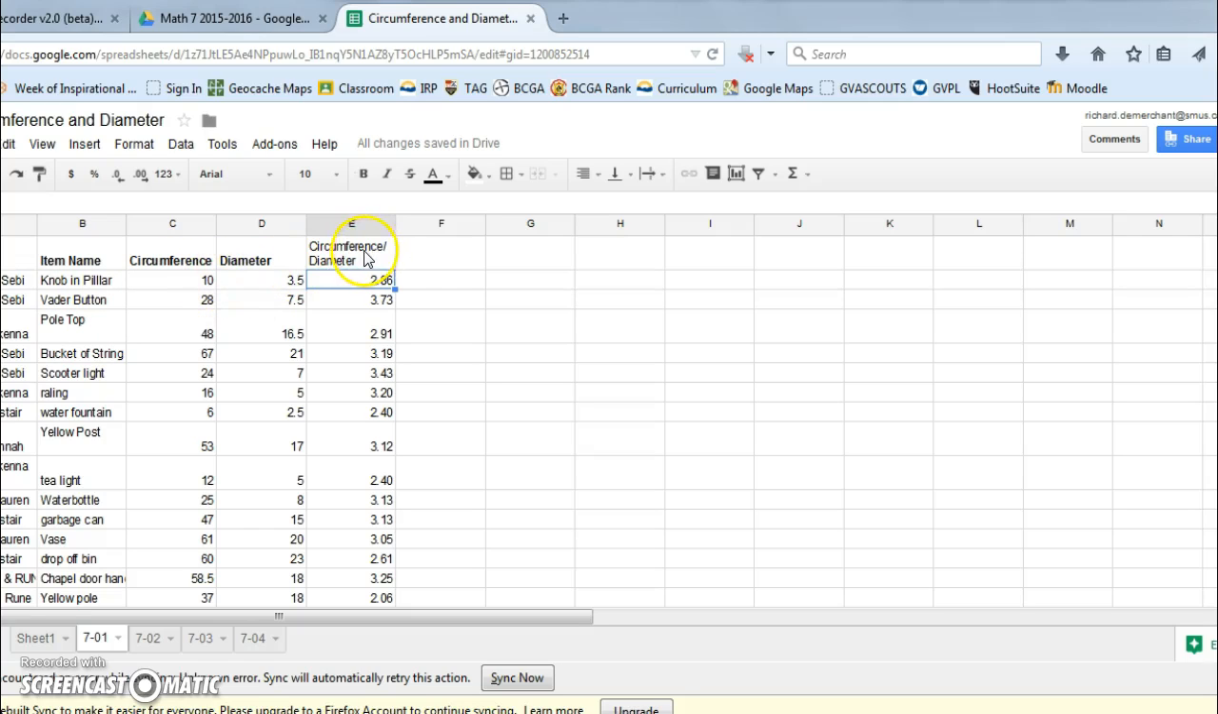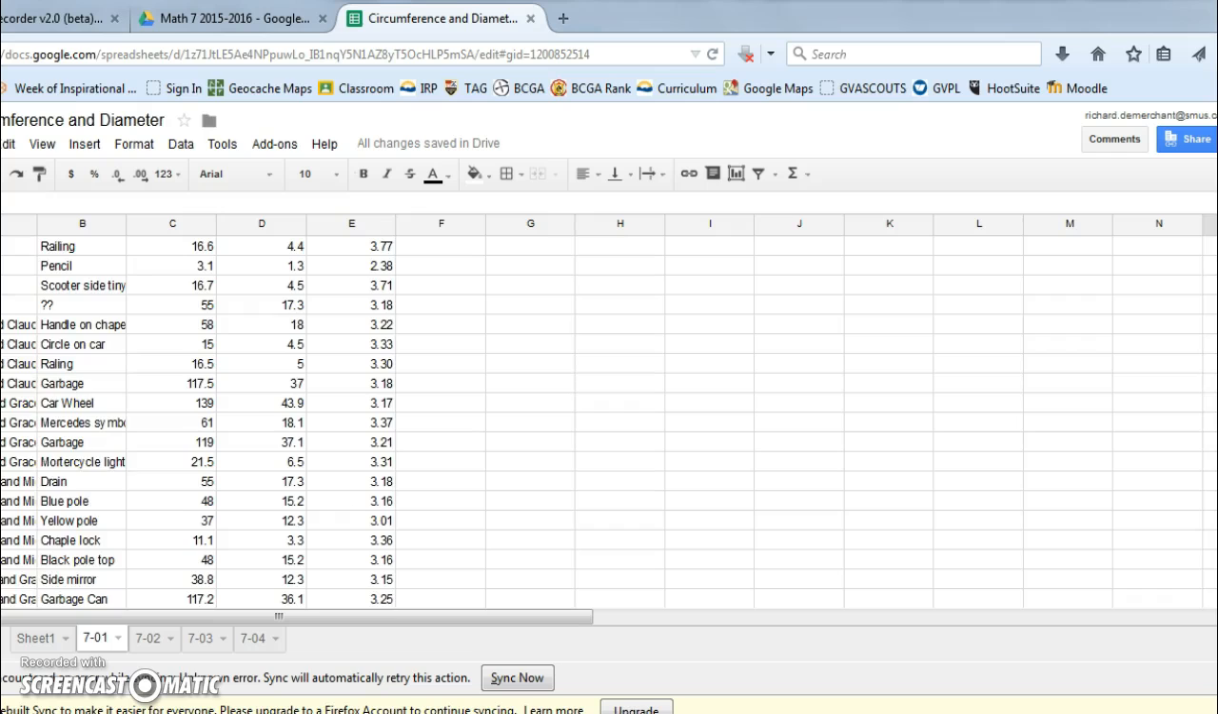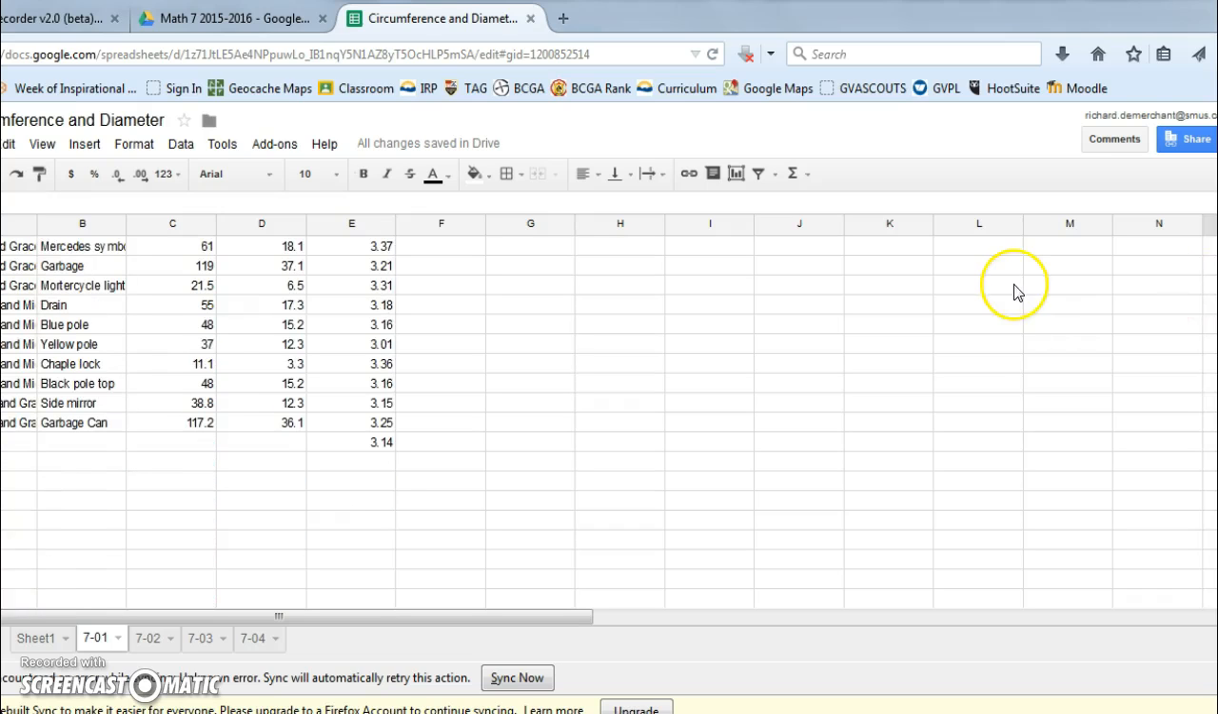We then took the circumference divided by the diameter, and we saw what number we got. So we got 2.86, 3.73, and so on. The trend we noticed was that all of these numbers tended to be really close to 3. So if we scrolled all the way down and had a look at all of those numbers, you can see they're all close to 3. Some of them were a little hard to measure because they were small. We found that the average of all of those numbers from E2 to E97 was 3.14.